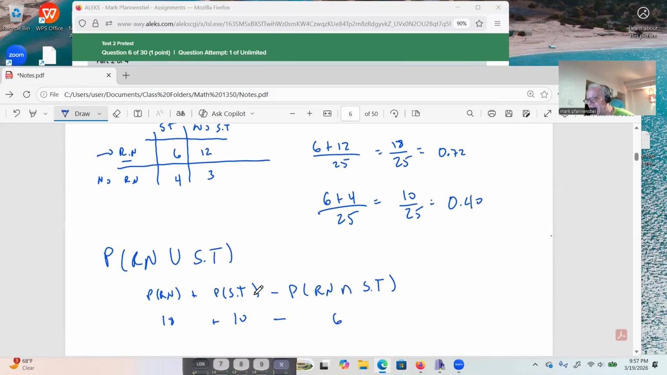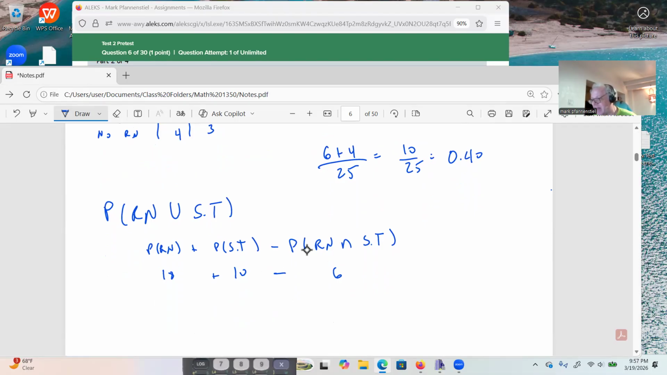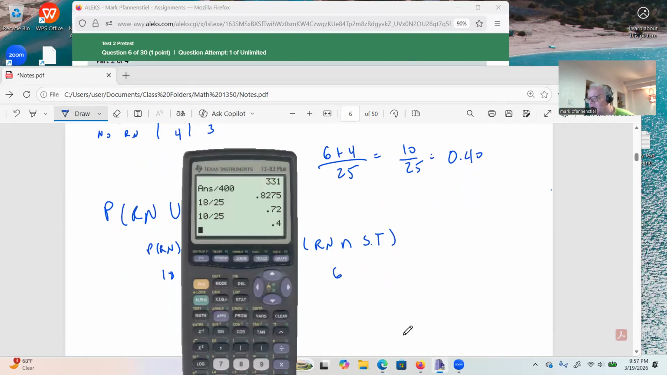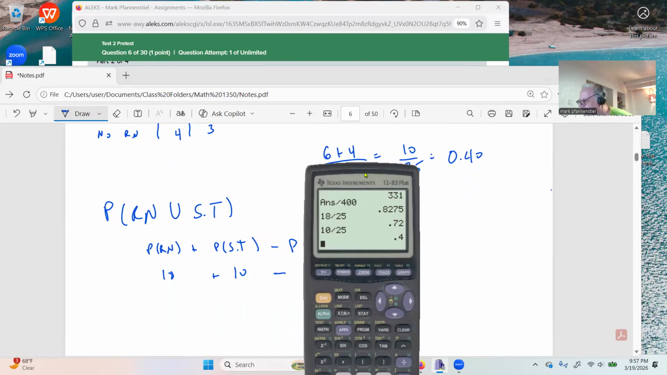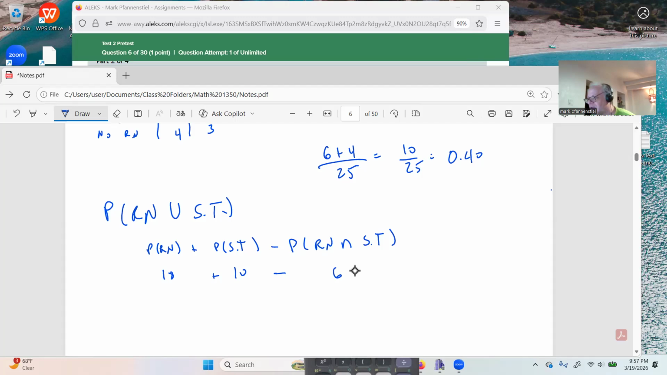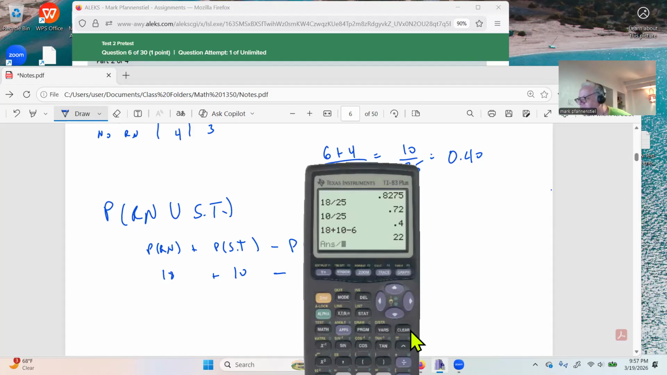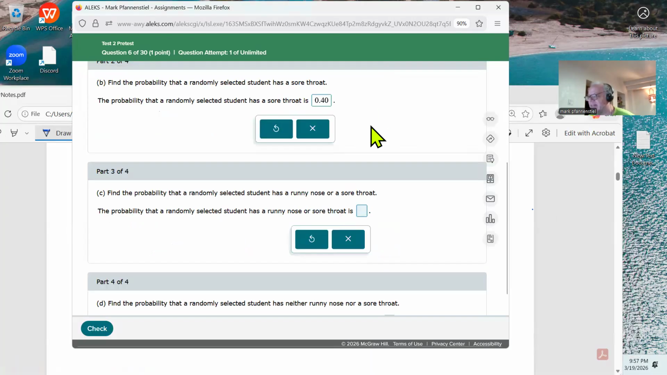So we can just go ahead and calculate this out. We have 18 plus 10 minus 6, and we have 22 over 25. That's going to be our next value there. So 22 divided by 25, and voila, we get 0.88. Okay, let's go ahead and write that down. So it's going to be 0.88.